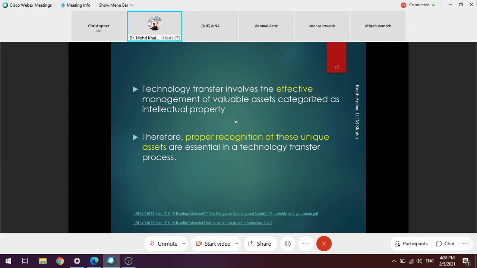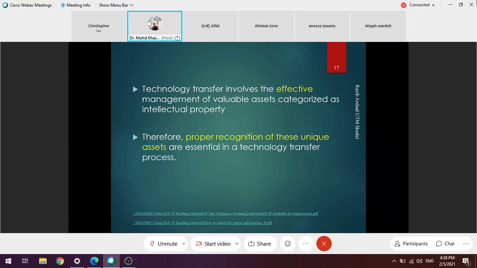All right. So technology transfer involves the effective management of valuable assets categorized as intellectual property. So again, when you make efforts at technology transfer, the transferor must think of how to make sure that effective management of valuable assets can be achieved. This is very important in order for you to arrange everything, because technology transfer involves many strategic management things, many procurement things, documentation, terms, legal, and so on.